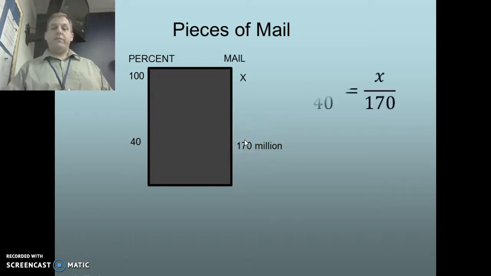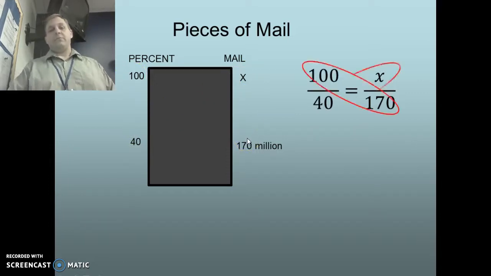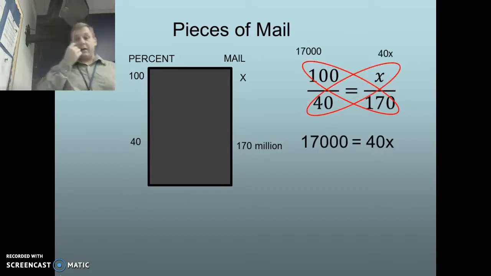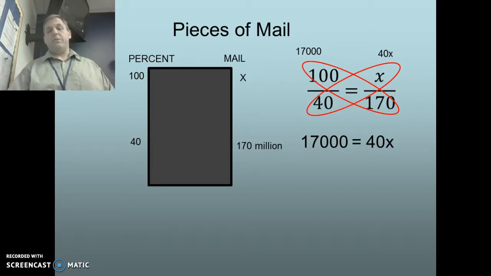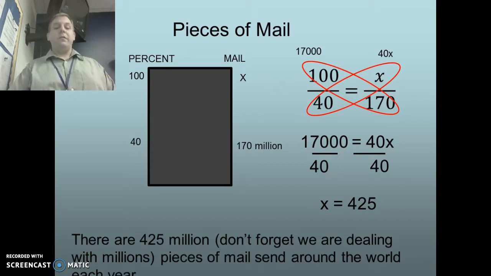So now I set up my ratio, my proportion, just like it is in the problem. 100 over 40, X over 170, and ultimately I get 17,000 equals 40x. Because I cross multiply, and we all know how to do that at this point. And now it's a one-step equation, which we also all know how to do, where we divide by 40. X equals 425. Now don't forget we're dealing with millions. So the world sends 425 million pieces of mail around the world. Okay.